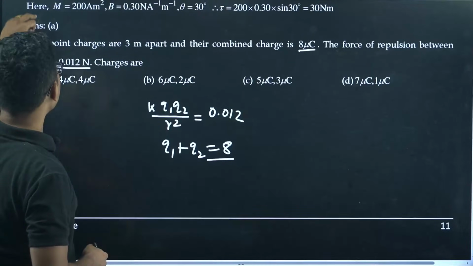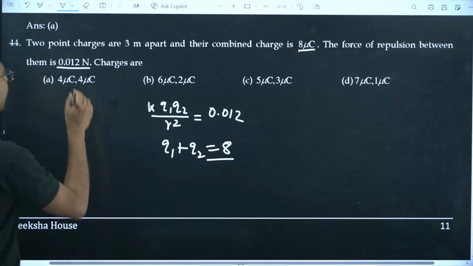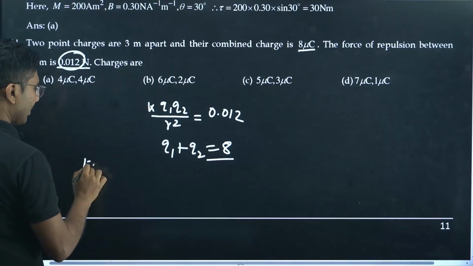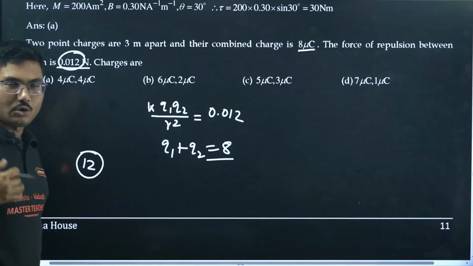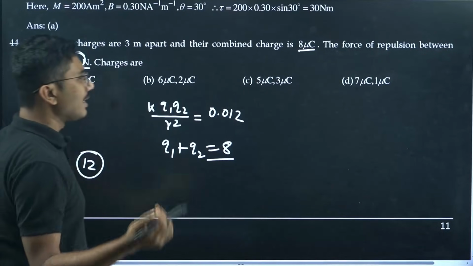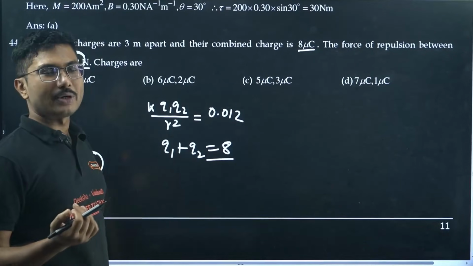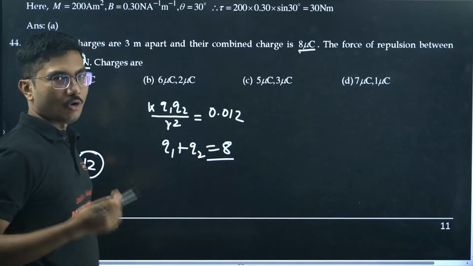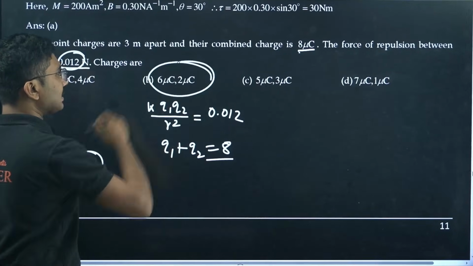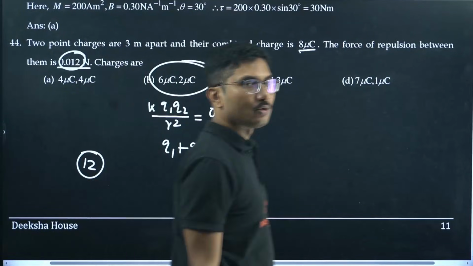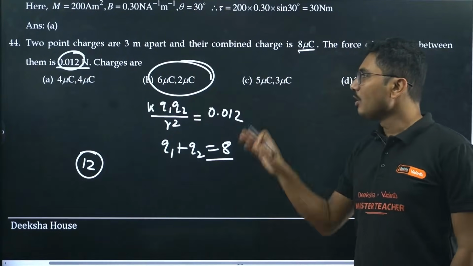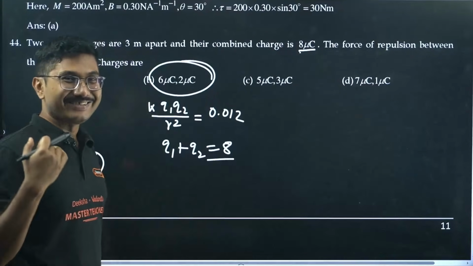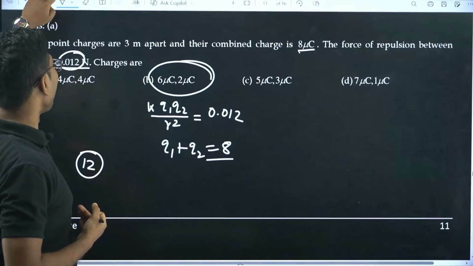The shortcut trick that you can apply is basically very simple. You see what is the value given here, 0.012. If you remove everything, you will get 12. Now, which quantities, when you multiply them, give 12, and when you add them, give 8? Only one possible answer, that is 6 and 2. So this is our shortcut, easy trick to answer such a long, difficult question.